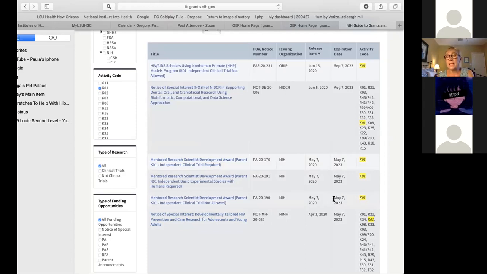And this is when it's going to end, the program announcement. So program announcements are really long-term announcements. They're usually 3 years at a time, 3 to 5 years, depending on the program. And RFAs, requests for applications, are very short-term. They're usually a one-shot deal.